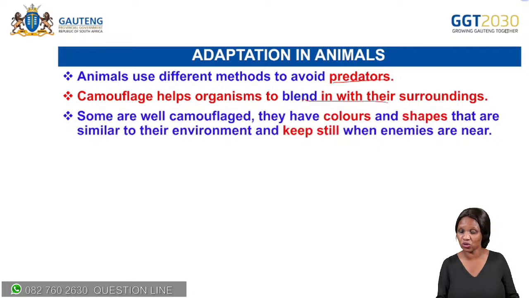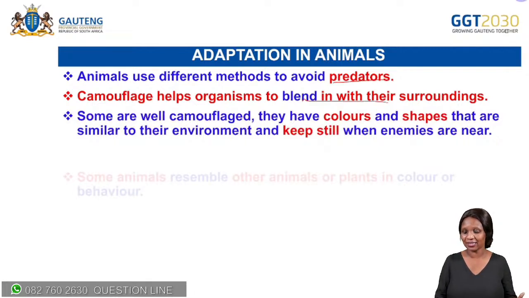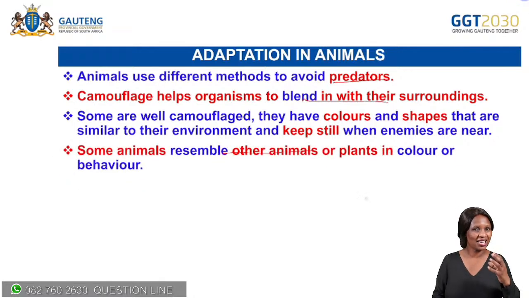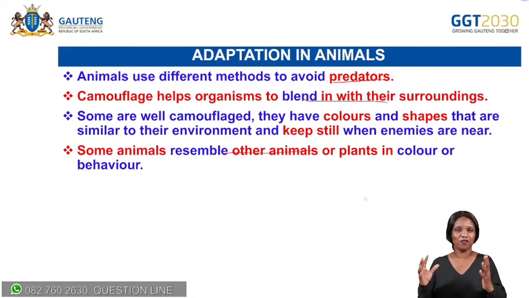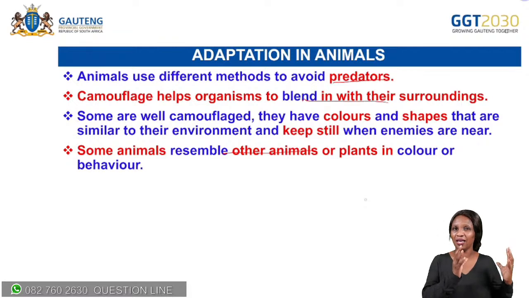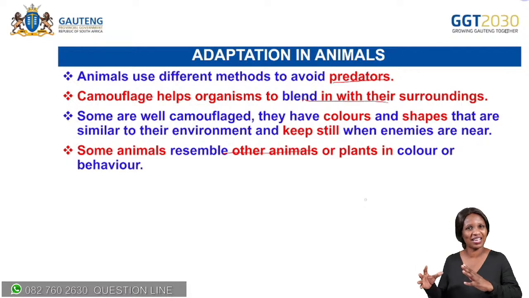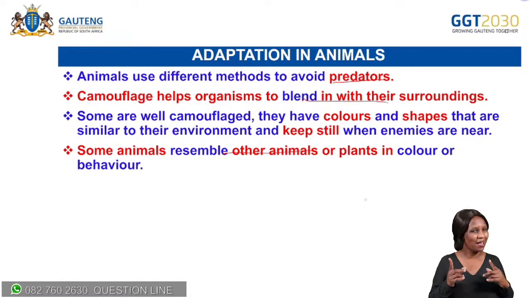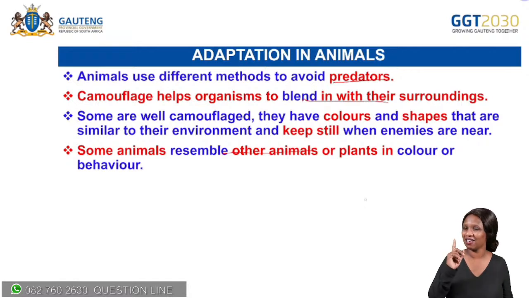And then some animals resemble other animals or plants in color or even behavior, and we call that mimicry. Mimicry is trickery, all right? For example, if you've got a coral snake, it is very poisonous. And then we've got a milk snake. It is not poisonous. Therefore, if you look at them, they look similar. And then the enemies won't attack it. Why? Because it will think it is a venomous snake. Do you get it? Good.